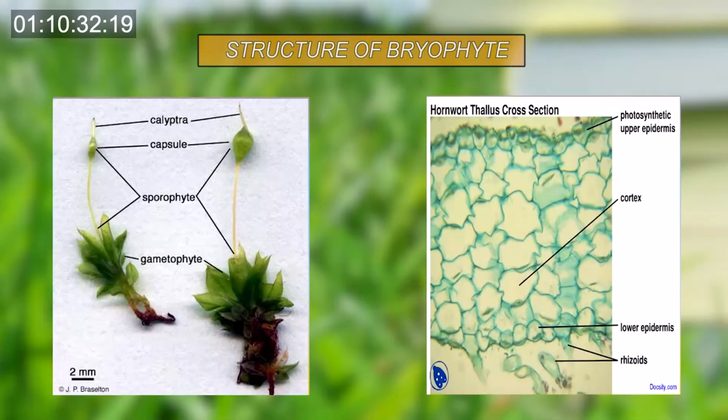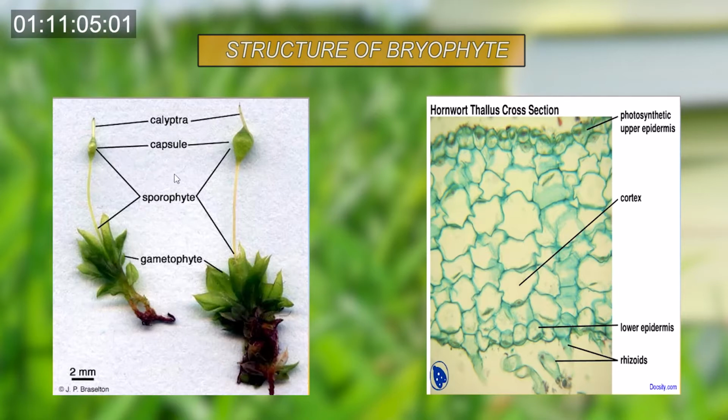The structure of a leafy bryophyte, as we can see here, shows the gametophyte present at the base, and from the gametophyte arises a stalk-like structure known as the sporophyte. At the apex of the sporophyte is the capsule, which is encircled by the calyptra. Bryophytes are usually of two types, leafy and thalloid.